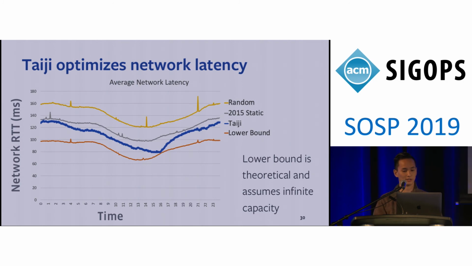So Taiji is able to achieve a better network latency than the random and static mapping. And also Taiji is able to stay within 30 milliseconds of this theoretical lower bound throughout the day, which we find tolerable for this application. The key thing to note is that we're able to actually improve the network latency over this static mapping that was created by a human trying to optimize for latency. And it's doing this while balancing the utilization. So Taiji is able to achieve the best of both worlds, of improving the safety of the site and also minimizing the network latency.